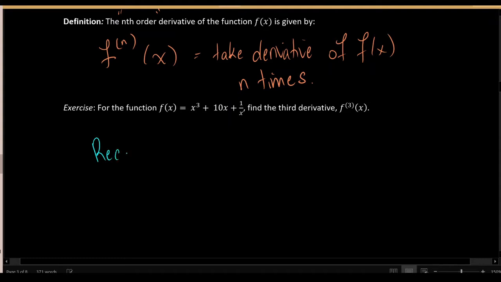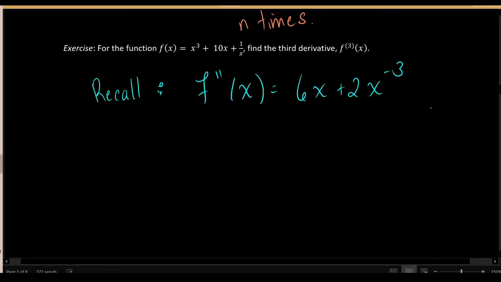Now recall that we've already found the second derivative. This is the second derivative, and if I wanted the third derivative, I would just need to take the derivative one additional time. So that 6x would become 6, and then applying the power rule to the term in the back, 2 times negative 3 would be negative 6, and x would be raised to the power negative 4. Negative 3, once again, decreased by 1 unit.